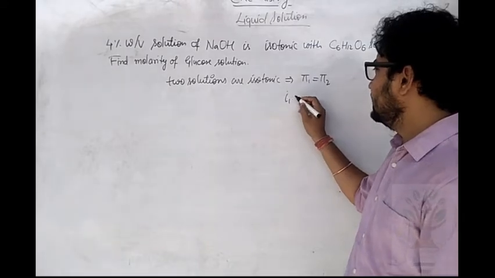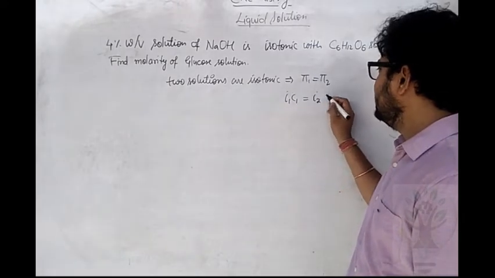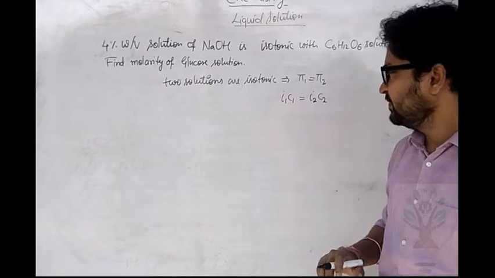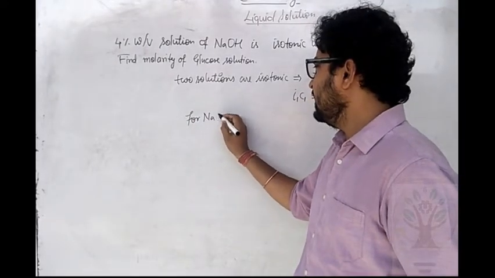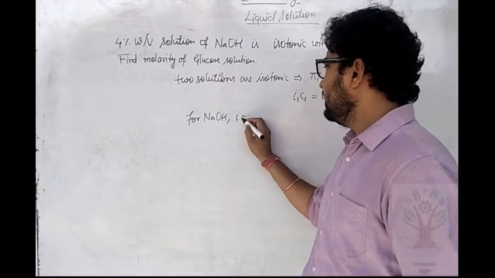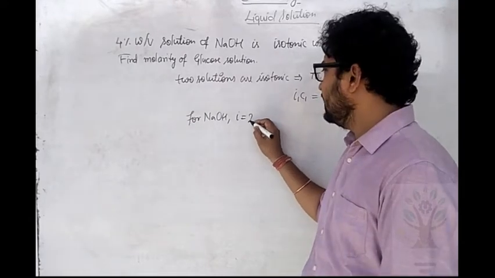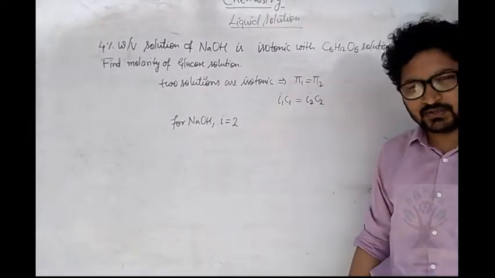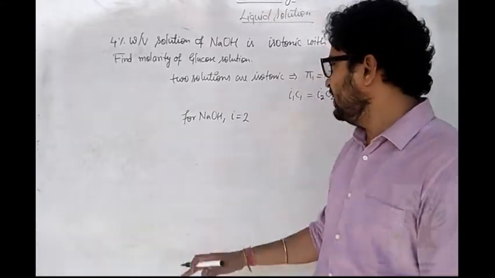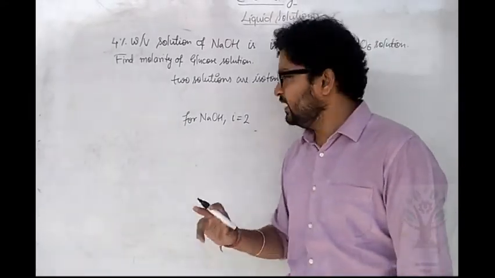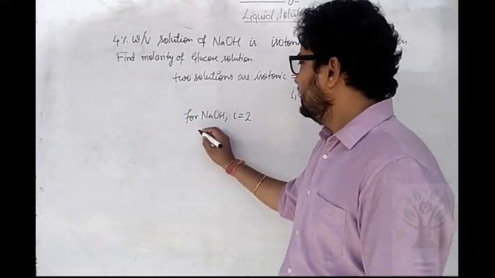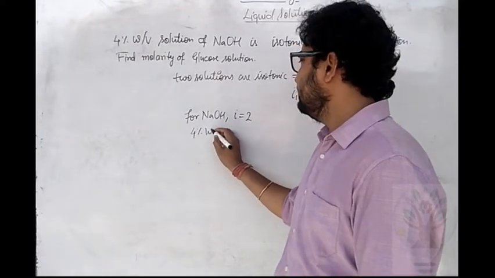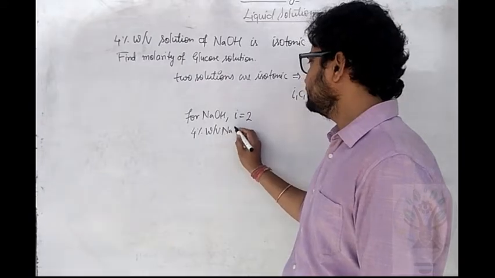Now I told you as well that i1 C1 should be equal to how much? i2 C2. Now let's see for NaOH. For NaOH, can you tell me the value of i? i will be how much for NaOH? It will be 2. Because NaOH is a strong electrolyte, it will dissociate into 2 ions. It will give you 2 ions per molecule. So that's my i equals 2. Now let's see one more thing. They have said that we have 4% weight by volume NaOH.